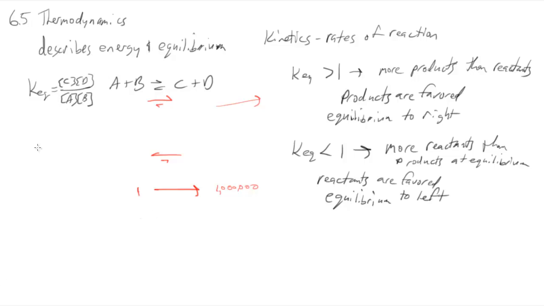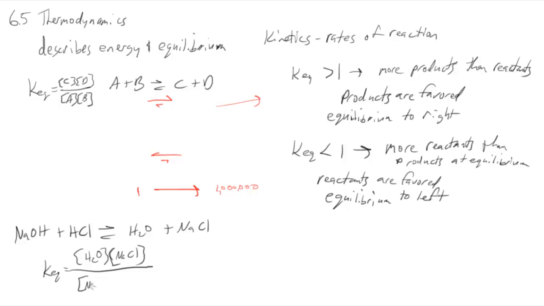So if you want to look at a real chemical example of that, you can take something simple like sodium hydroxide reacts with HCl to form water plus salt. All right, so pause the video for a second and draw out the KEQ for this reaction. So KEQ equals the concentration of water times the concentration of sodium chloride divided by the concentration of sodium hydroxide times the concentration of HCl. And of course all of these concentrations are at equilibrium.